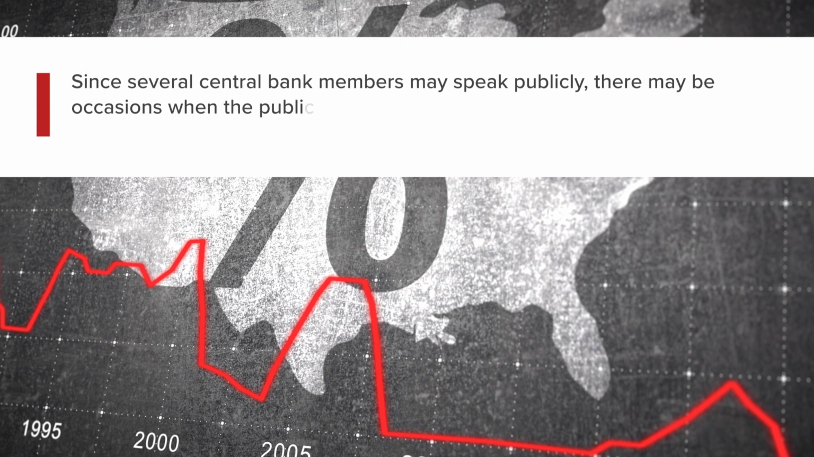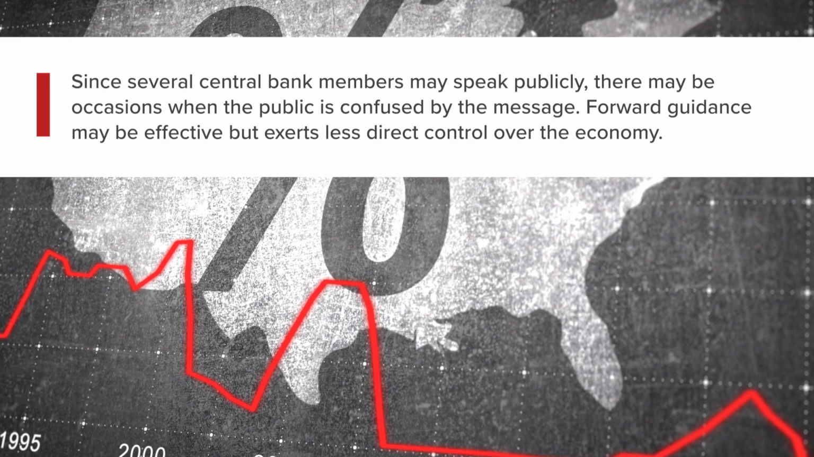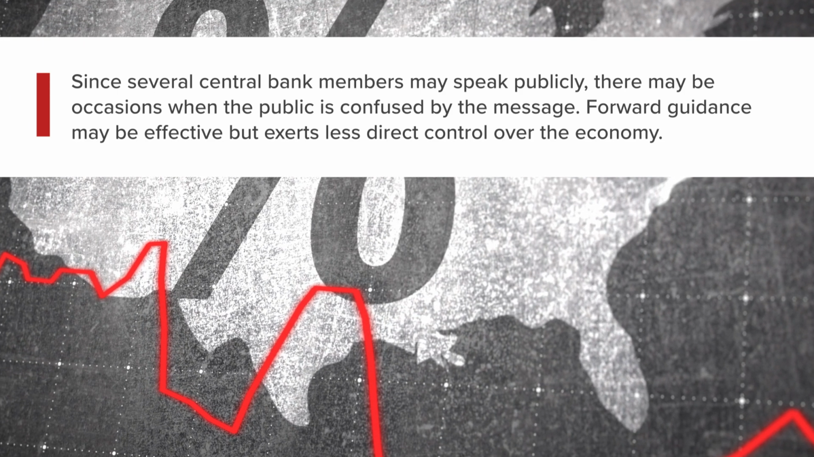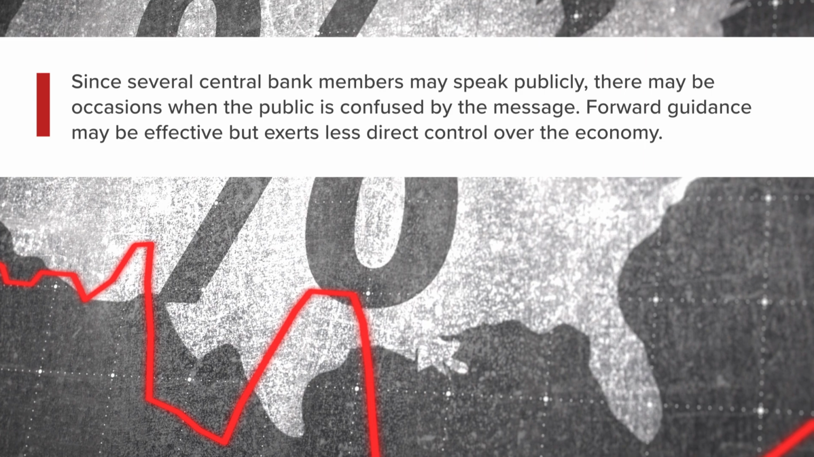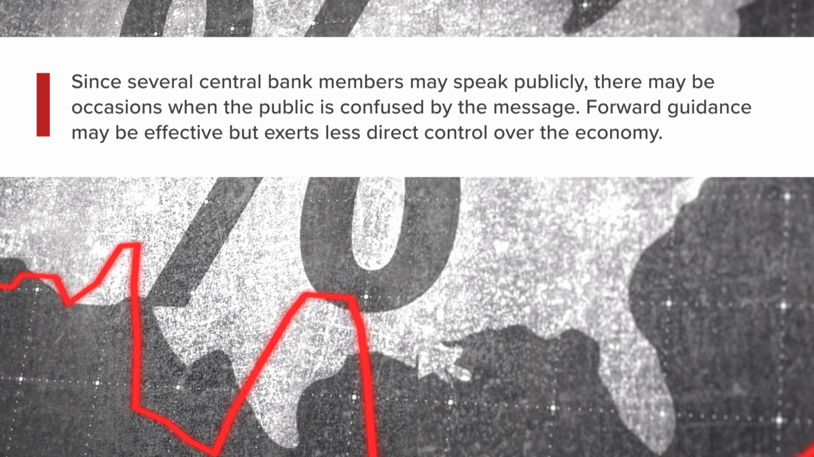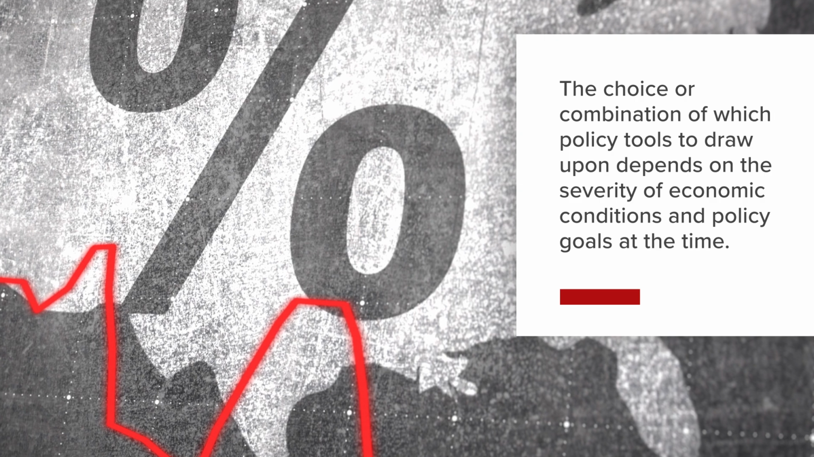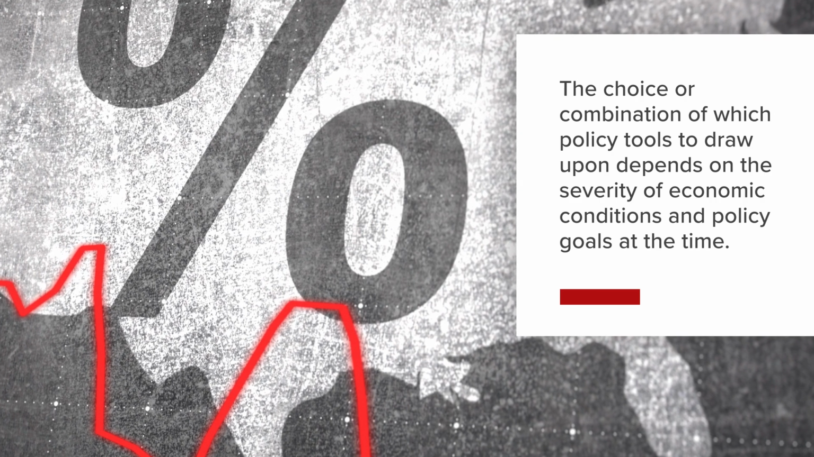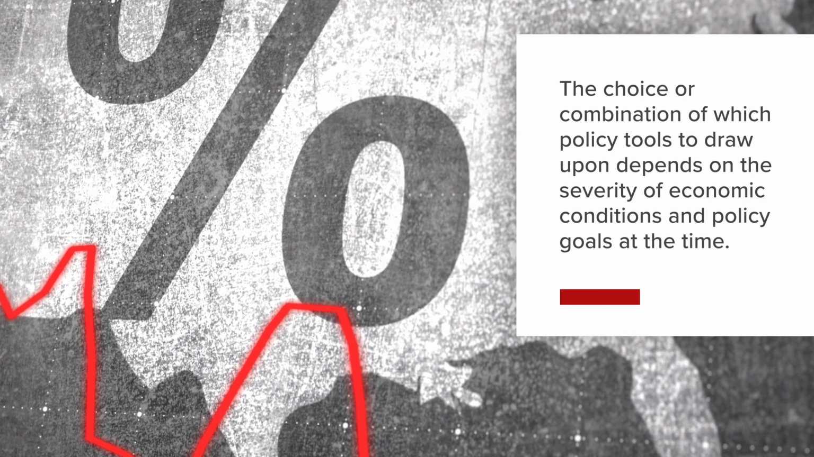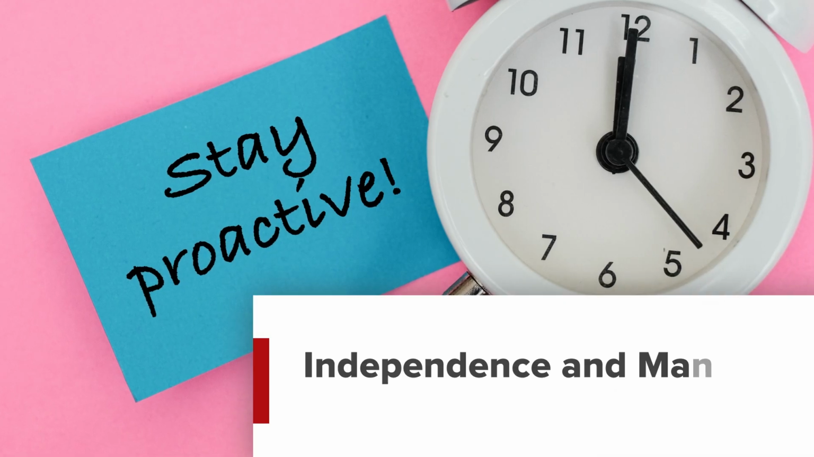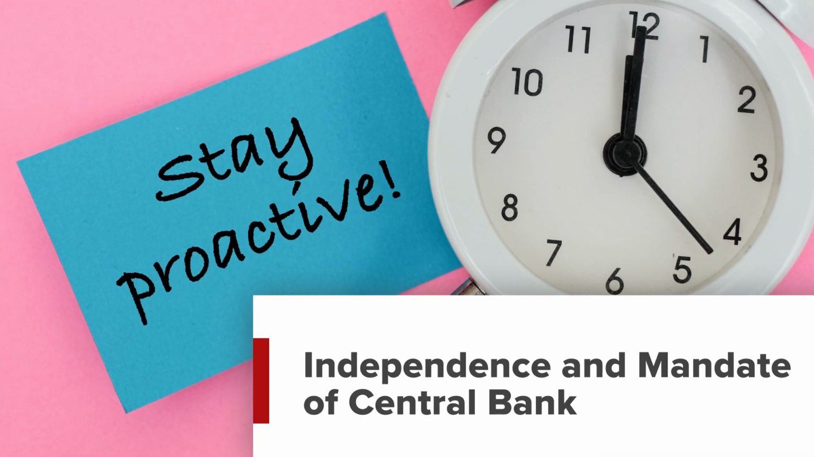Since several central bank members may speak publicly, there may be occasions when the public is confused by the message. Forward guidance may be effective but exerts less direct control over the economy. The choice or combination of which policy tools to draw upon depends on the severity of economic conditions and policy goals at that time. Independence and mandate of the central bank.